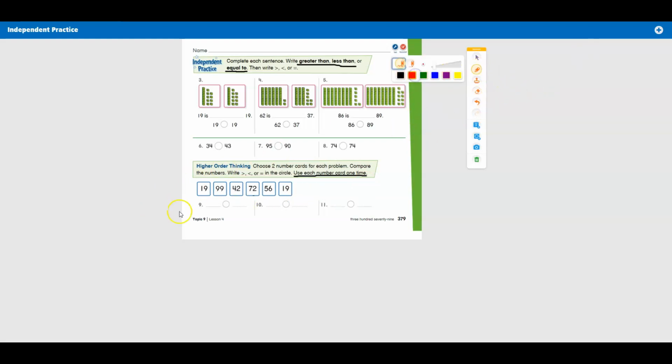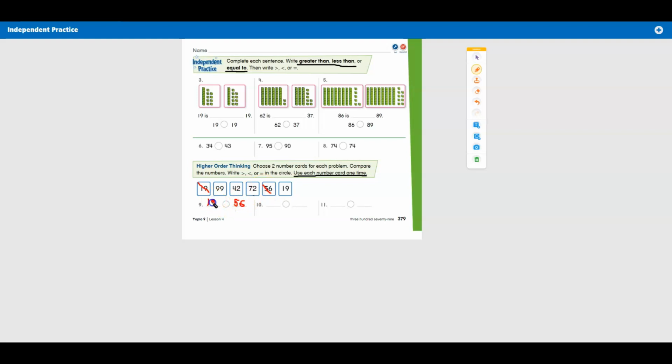I will show you an example. If I pick the numbers 19 and 56, so those are the numbers I choose, I'm going to go ahead and cross them off because I can only use them 1 time.